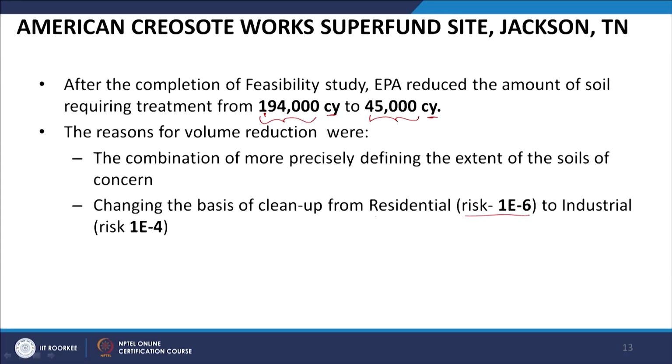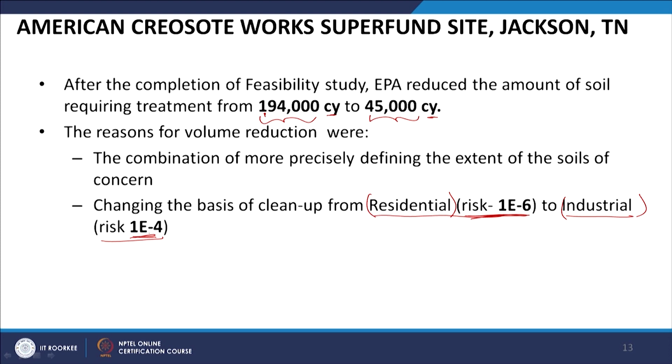And the other key aspect was that they also decreased the risk from, let's say, residential risk to industrial risk, right? So again, what are the aspects here? So risk, let's say, was 10 power minus 6, typical values that you look at, especially if it's classified for residential usage. Industrial usage, let's say 10 power minus 4, right?